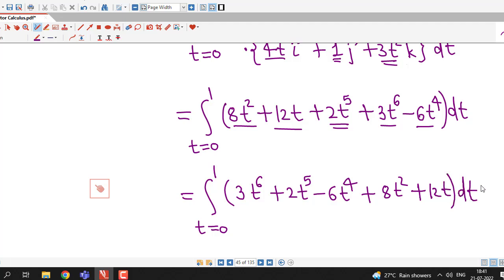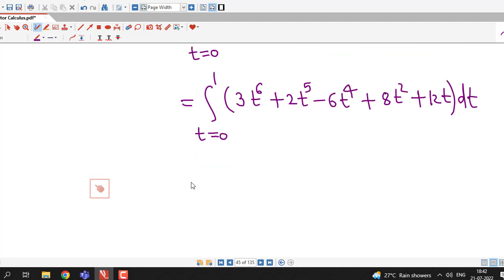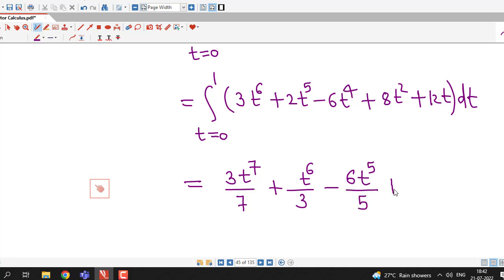Integral is with respect to t, and now we integrate with respect to t. Integral of t raised to 6 is t raised to 7 by 7, 3 as it is. Similarly, integral of t raised to 5 is t raised to 6 divided by 6, and these two we can cancel out directly. So here we can write t raised to 6 divided by 3, minus 6 as it is. Integral of t raised to 4 is t raised to 5 divided by 5.